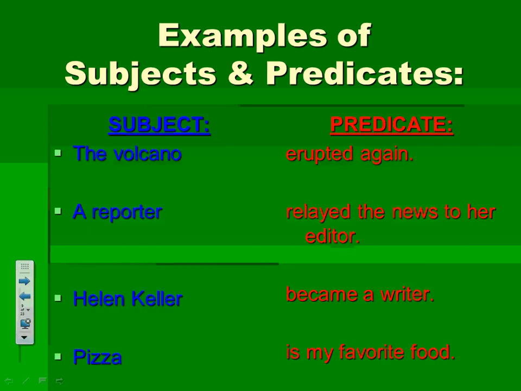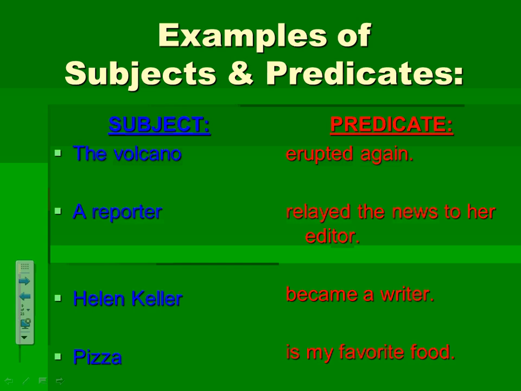All right, so here are some examples of subjects and predicates. So on the left side in blue, we have the subjects. On the right side, we have the predicates in red. And if you just look at the subjects, the volcano, a reporter, Helen Keller, pizza, you'll notice that all of these are related to nouns. A volcano is a thing, a reporter is a person, Helen Keller is a person, and pizza is a thing. So we do have all nouns.